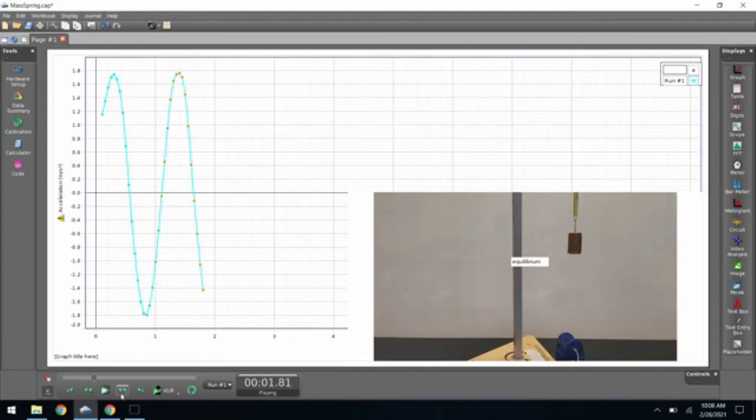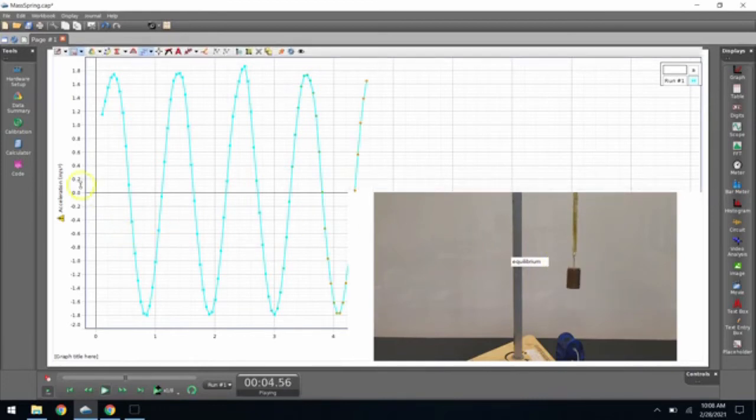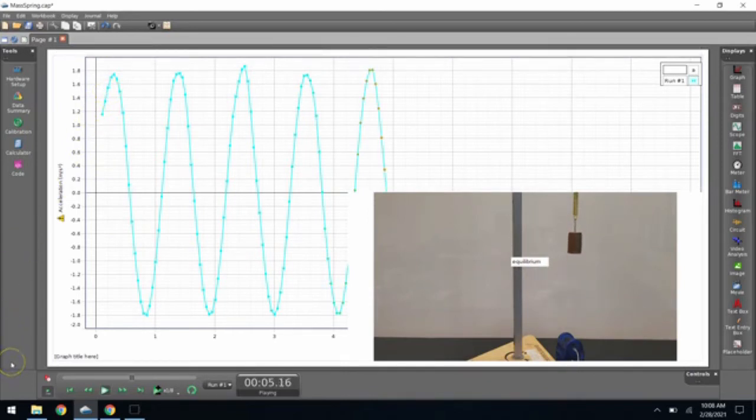equilibrium, maximum, so big negative acceleration, equilibrium, negative max, so big positive acceleration, equilibrium, upward max, big negative acceleration, and so on and so forth. Remember that it's always accelerating towards equilibrium because the net force is always directed towards equilibrium. And so the positions and the accelerations are always going to have opposite signs. That's kind of an important thing to remember about something moving in simple harmonic motion. They'll always be in opposite directions.